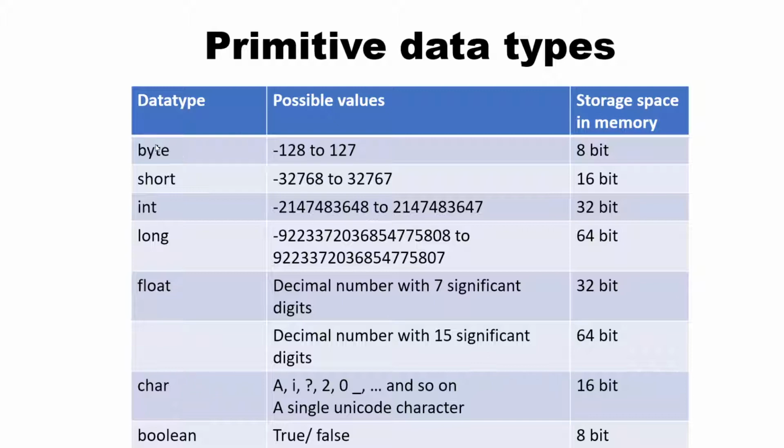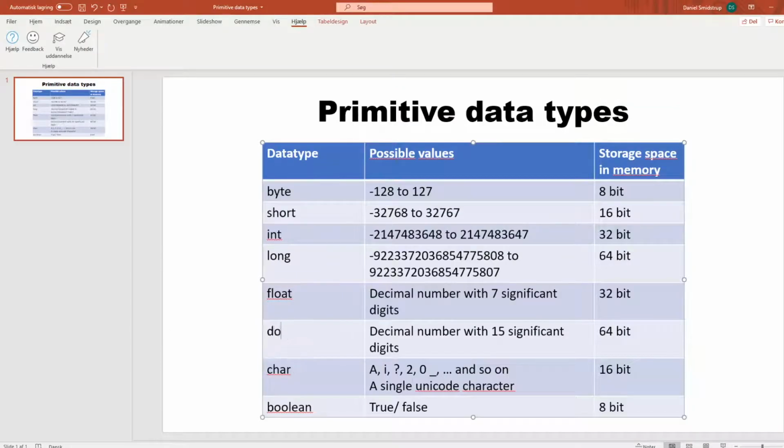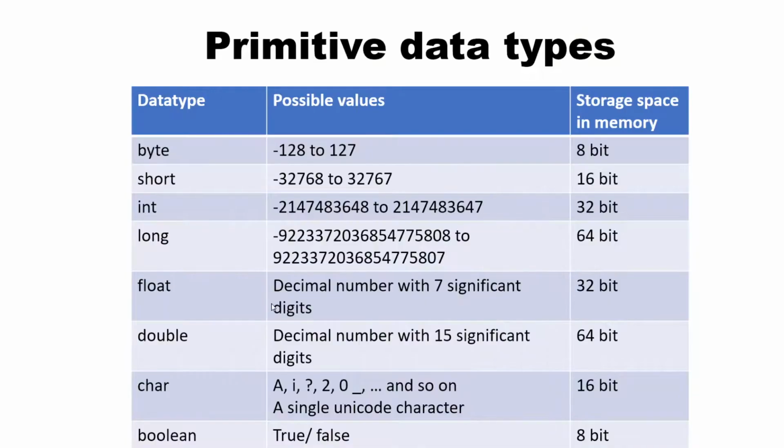We have byte, short, int, long, float, double, and we have a char and booleans.